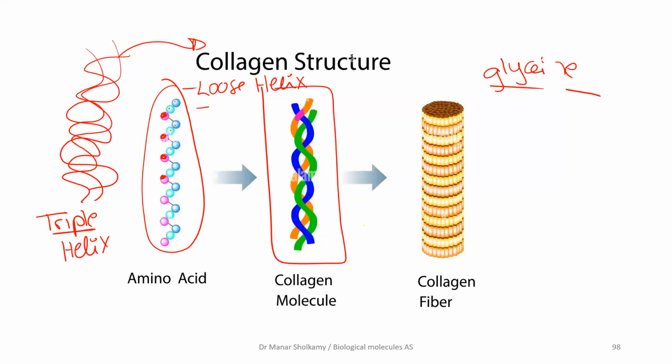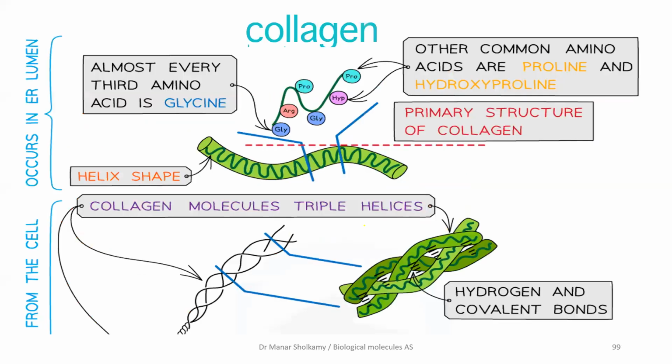Proline, hydroxyproline, glycine. Glycine, the variable R group is hydrogen. You have an amine group, the functional group, and a carboxyl group. Okay? Fine. Is this clear? Proline, hydroxyproline, glycine.